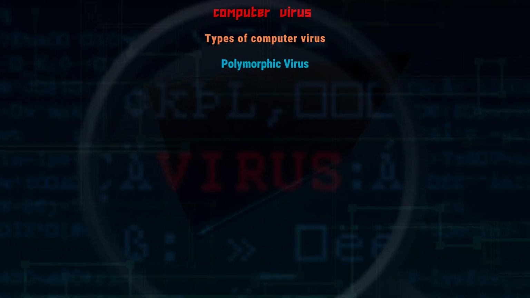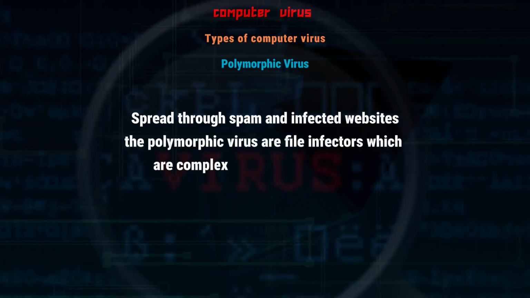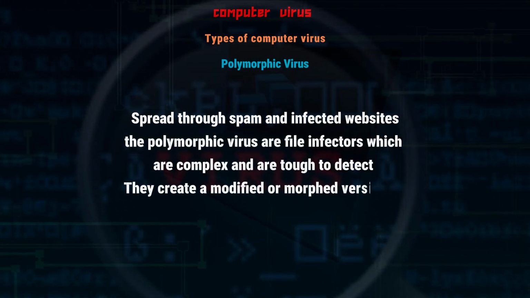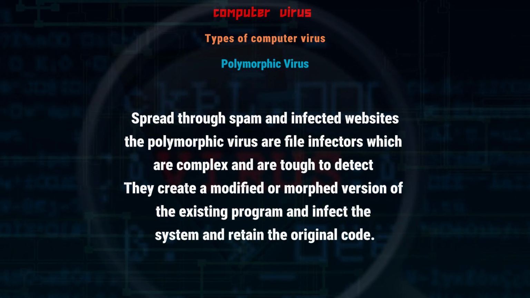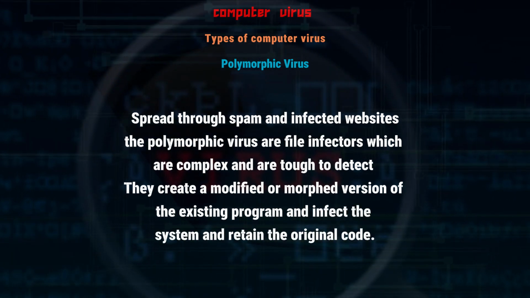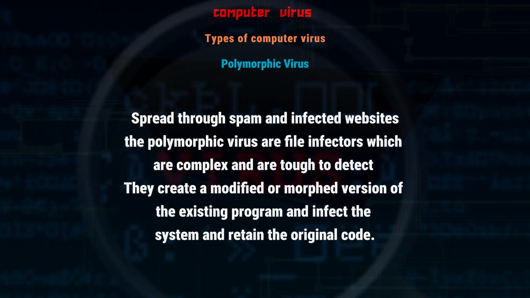Polymorphic virus. Spread through spam and infected websites. The polymorphic viruses are file infectors which are complex and are tough to detect. They create a modified or morphed version of the existing program and infect the system and retain the original code.